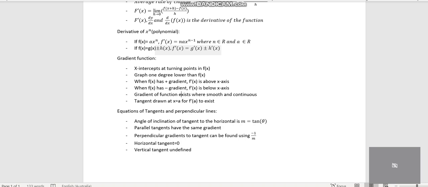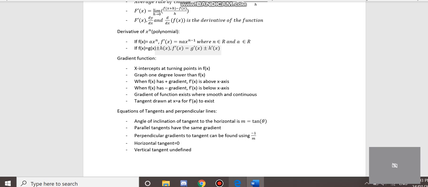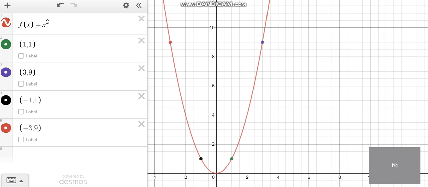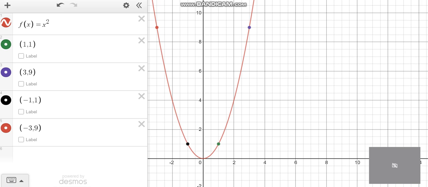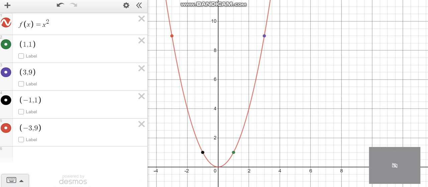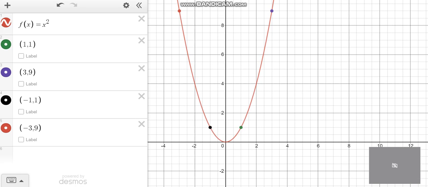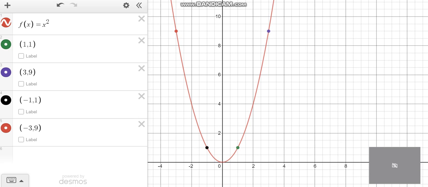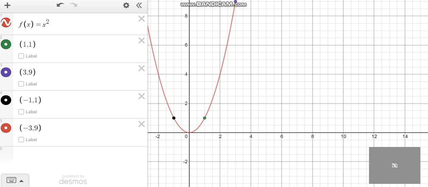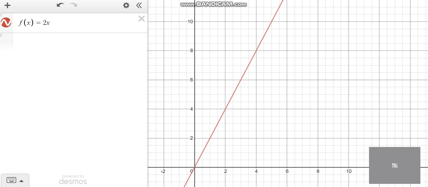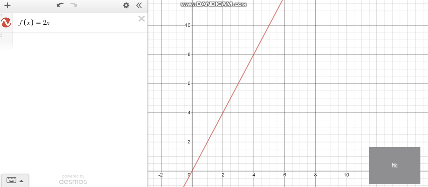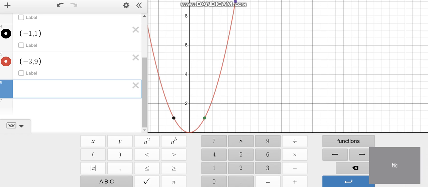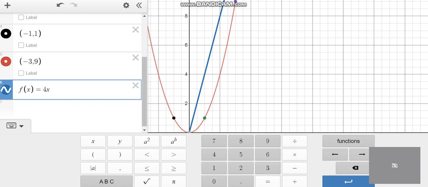Also, equations of tangents and perpendicular lines. Let's say, for example, we want to calculate the tangent at x equals 2. Imagine you have a function that is tangent to x squared at x equals 2, at this particular point, and you want to work out the equation of the line. First you work out the gradient at this point, x equals 2. Here it's going to be 4. So you write f of x equals 4x plus c.